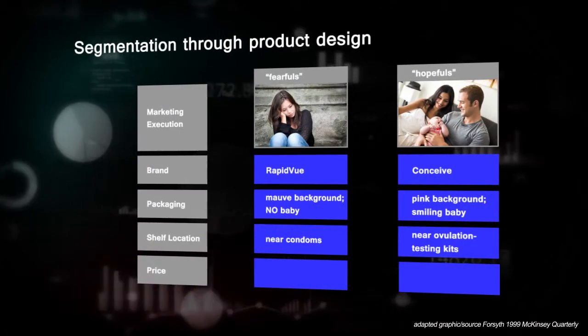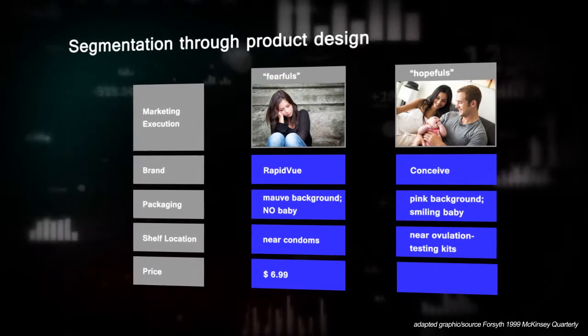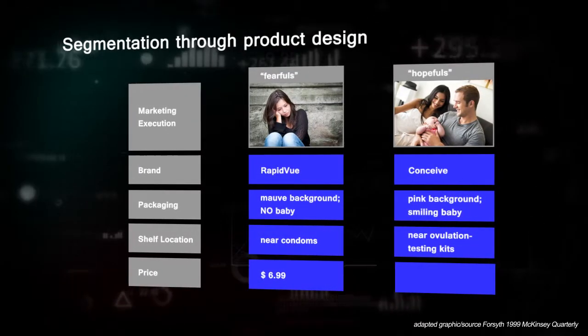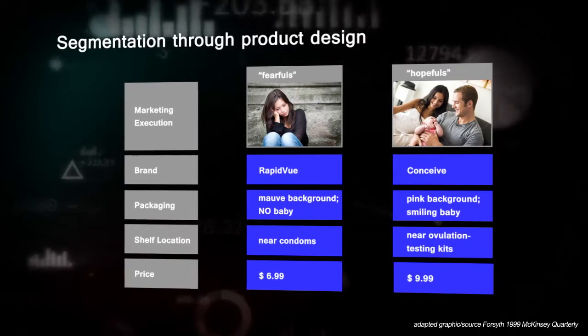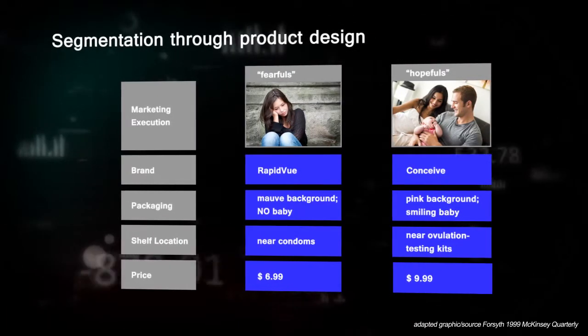Well, it turns out that the two segments have a different willingness to pay, and therefore the company decided to charge different prices. For the fearfuls, the price is set at $6.99, while for the hopefuls, the price is set at $9.99. So that's a jump from roughly $7 to $10. The hopefuls pay $3 more. They pay it, and they are happy to pay it. Okay, so that's willingness to pay, and probably, when you expect a kid, this is going to cost you a lot in the next 20 years anyway, so maybe you don't mind paying the extra $3 for the test kit.